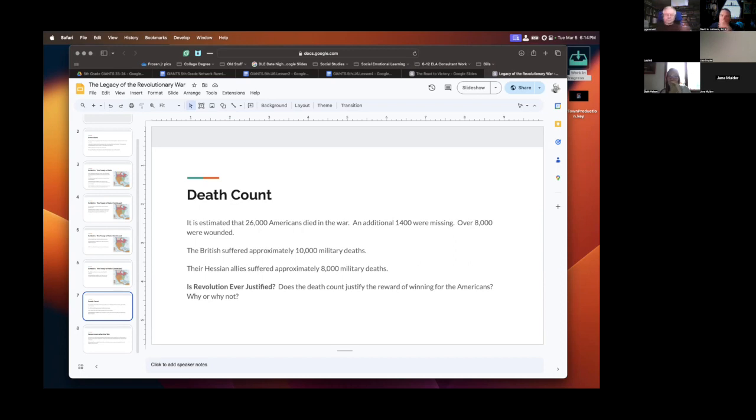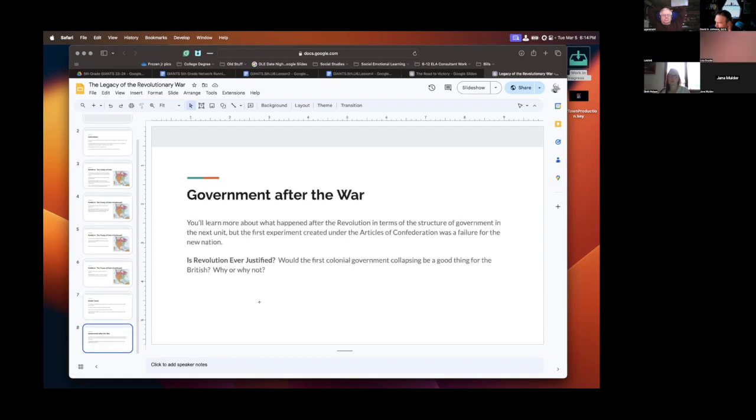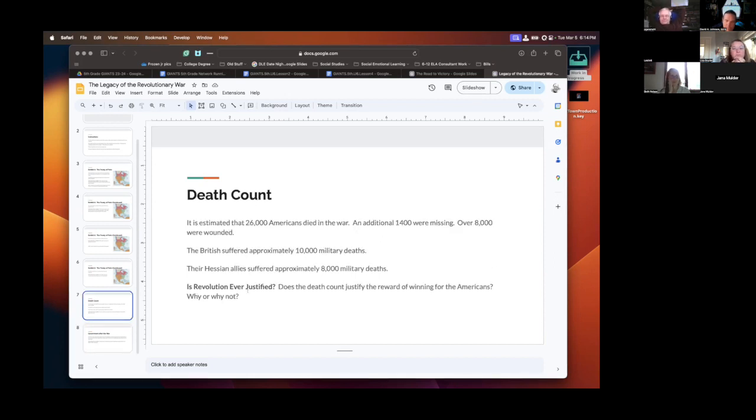So in the next unit, we're going to end up talking about setting up two different systems of government in our newly freed territories. Spoiler alert, I'm saying two because the first one failed miserably. So this is going to be a question to end this unit with students. We set up the first colonial government and it lasts for a little while, but then it collapses. Then ask students, okay, would that collapse of that first colonial government be a good thing for the British or a bad thing for the British? Why or why not? What do you think?